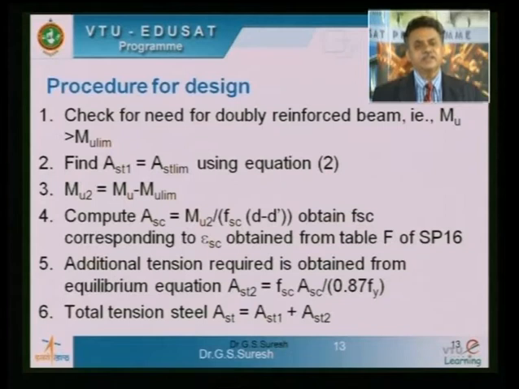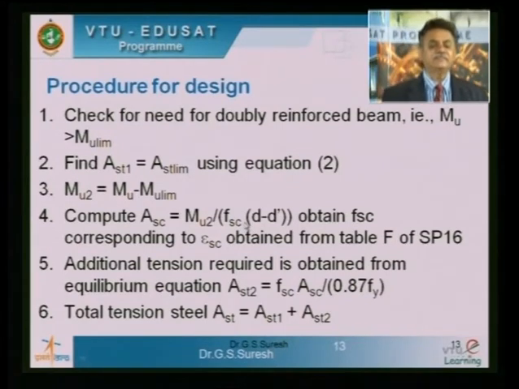Then Mu2, that is the additional moment to be carried by compression steel, is taken as the applied moment minus Mu lim. Now you compute the area of steel: you take the moment of the additional steel forces in compression and tension and write it as Mu2 divided by stress into lever arm, Fsc into d minus d dash. If you take this to the left hand side, this becomes Fsc into Asc into d minus d dash, that is the couple. Then from this, we calculate Asc.